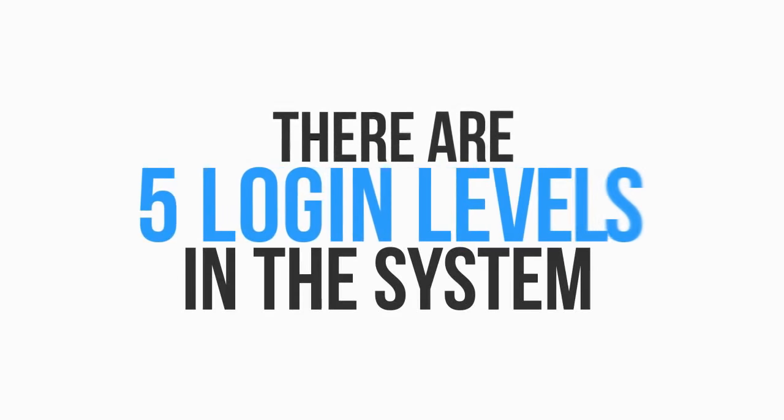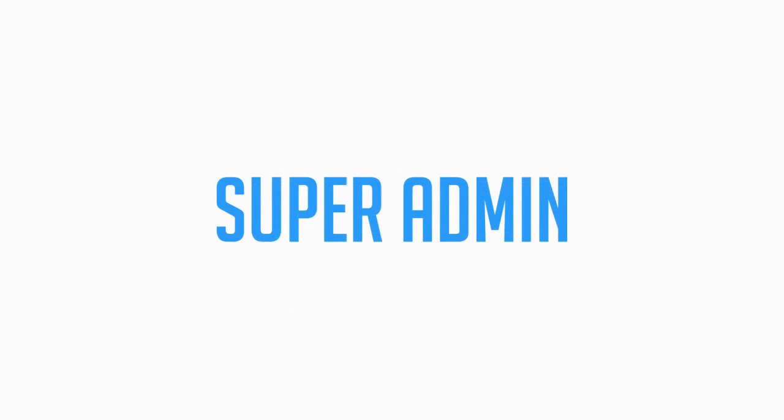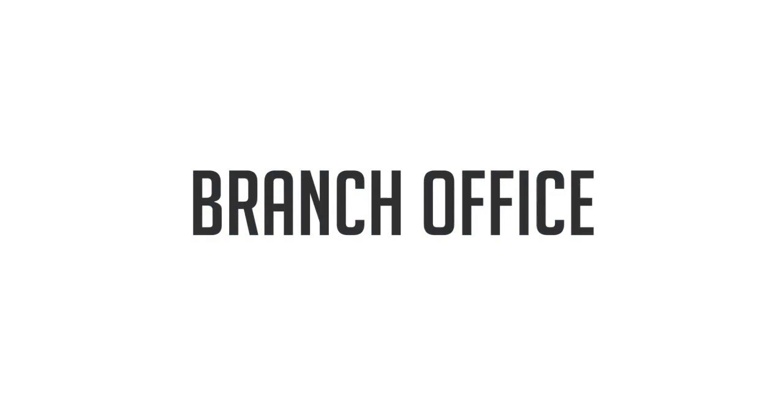Just to start with, before I log into the system, let me tell you there are 5 login levels in the system. Number 1, which is super admin. Super admin means the owners, the people who are going to overlook the entire business from the top level, the people who have the rights to actually modify the structure of the business. Then we have branch offices. The branch office is like a super admin for the branch. So keep in mind the super administrator technically doesn't have to log in every day to do transactional activities.